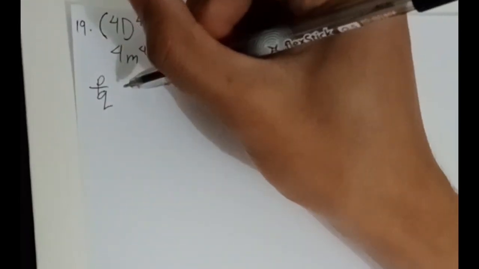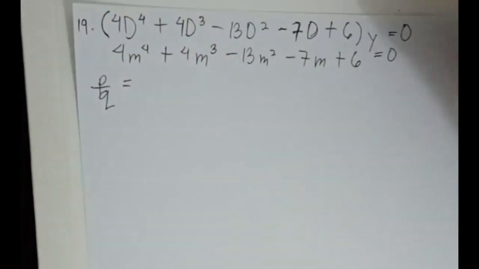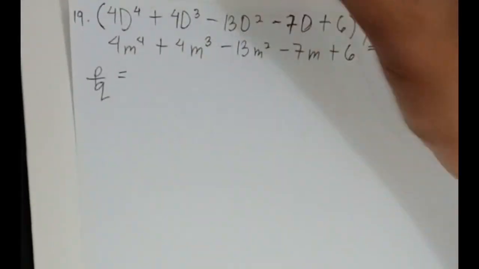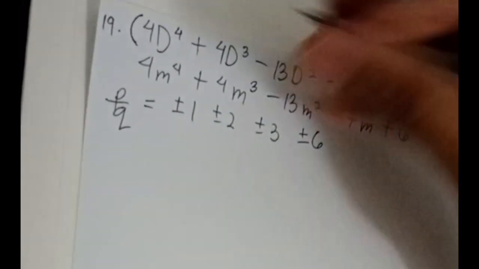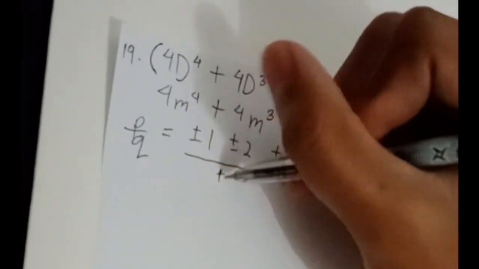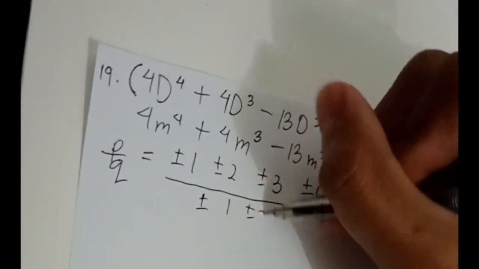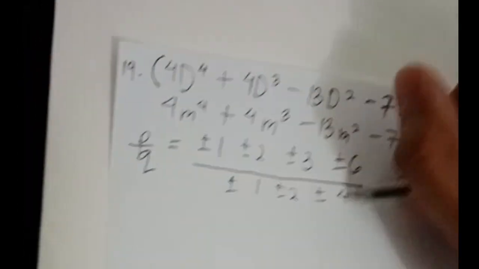So all the possible roots of this function will be p over q, that will be equal to the multiples of 6 and the multiples of 4. So it will be positive negative 1, positive negative 2, positive negative 3, positive negative 6, all over positive negative 1, positive negative 2, positive negative 4.